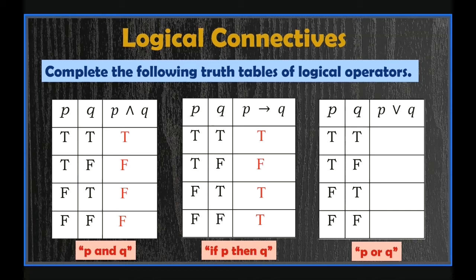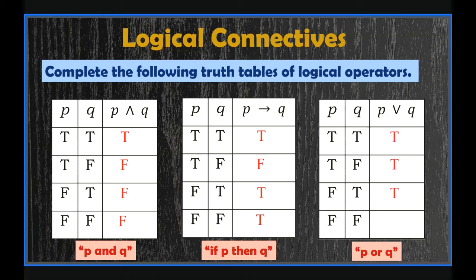P or Q. It is a disjunction. Kapag naman or, okay, kapag may isang true na statement, true yung combination, kahit false yung kapartner niya. Basta may isang true, true yung combination. Okay, using the word or. Okay? Ganyan. True lahat yan.